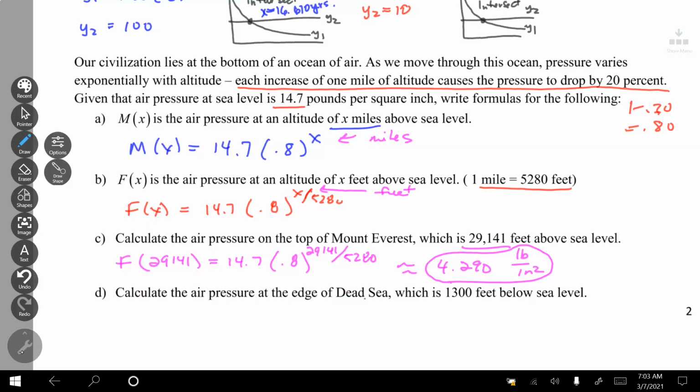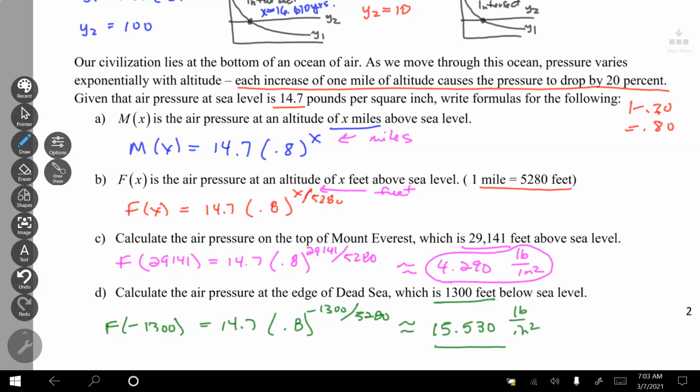And if I do it for the Dead Sea, which is below sea level, so it's negative 1,300 feet, it is 14.7 times 0.8 to the negative 1,300 over 5280, we get 15.530 pounds per square inch. And that's a slight increase of what we're used to. So we don't really feel much of an effect if you go down to the Dead Sea. Up at Everest, you would feel the effects.